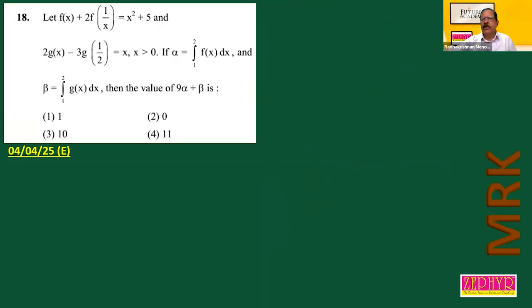f of x plus 2 into f of 1 by x is equal to x squared plus 5. And g of x minus 3 into g of 1 by 2 is equal to x. So you have to evaluate alpha and beta.